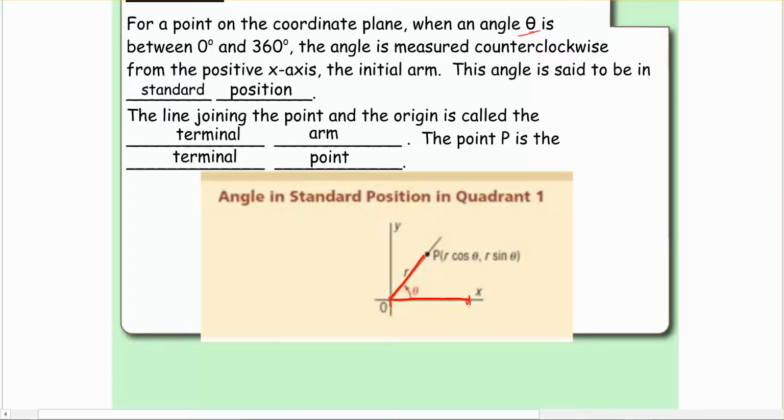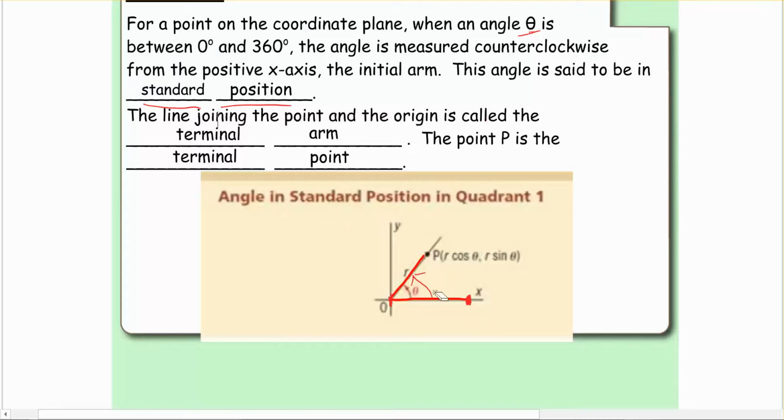We call that the initial arm. These are called arms, the things coming off of these, just like arms. The initial arm is just where the angle is coming from, the initial place where it is. So if it's being measured from the initial arm like that, it's said to be in standard position.